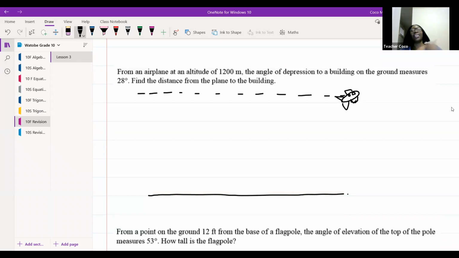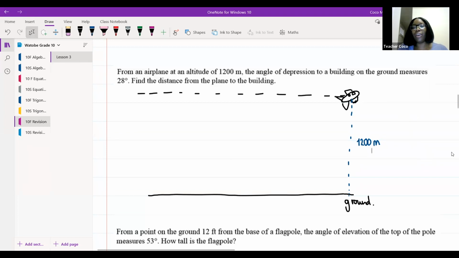There's my airplane, okay. So this is the ground over here. Okay, that is the ground, and that's my airplane. And now it says that my airplane is at an altitude. Okay, my airplane is at an altitude of 1,200 meters. Now, what that tells me is my airplane in relation to the ground is at 1,200 meters. Okay, that's how far up it is.